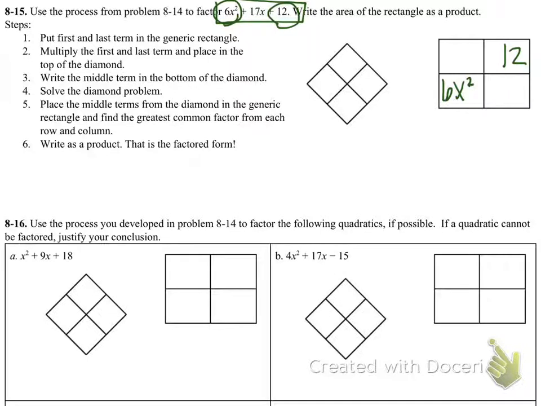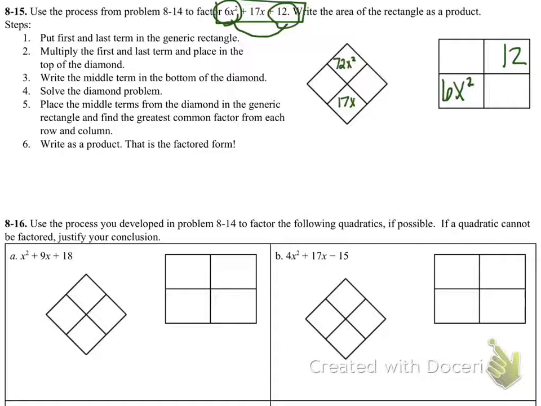Step number 2, multiply the first and last term and place them in the top of the diamond. Okay, so I have to multiply 6x squared times 12. 6 times 10 is 60. 6 times 2 is 12. Add those together, and I've got 72x squared. And then I need to go back, and next step, I have to put the middle term in the bottom. My middle term is 17x. Cha-ching.